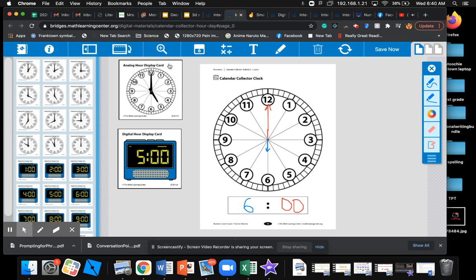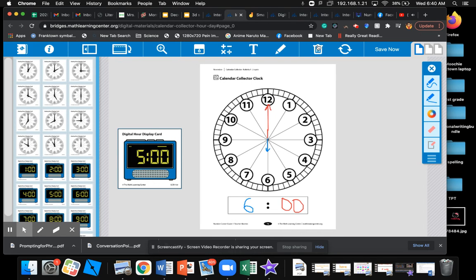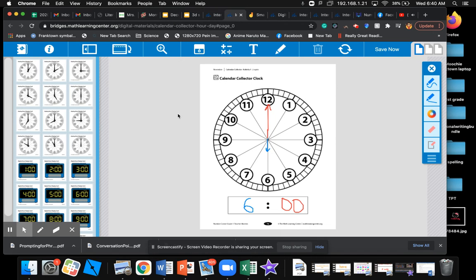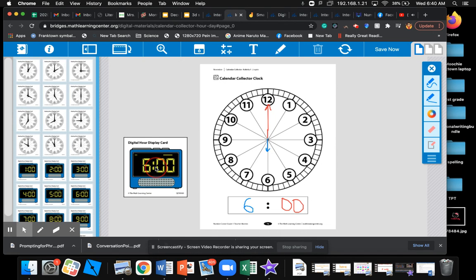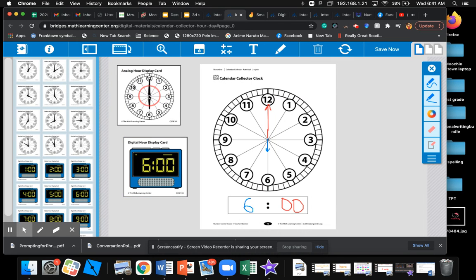All right, beautiful. Let's go ahead and delete this because that is not the correct analog clock and that is not the correct digital clock. We need 6 o'clock. Ready? Here's the digital clock. And let's see if you can find 6 o'clock on the analog clocks here before Mrs. A does. Oh, there it is, 6 o'clock.